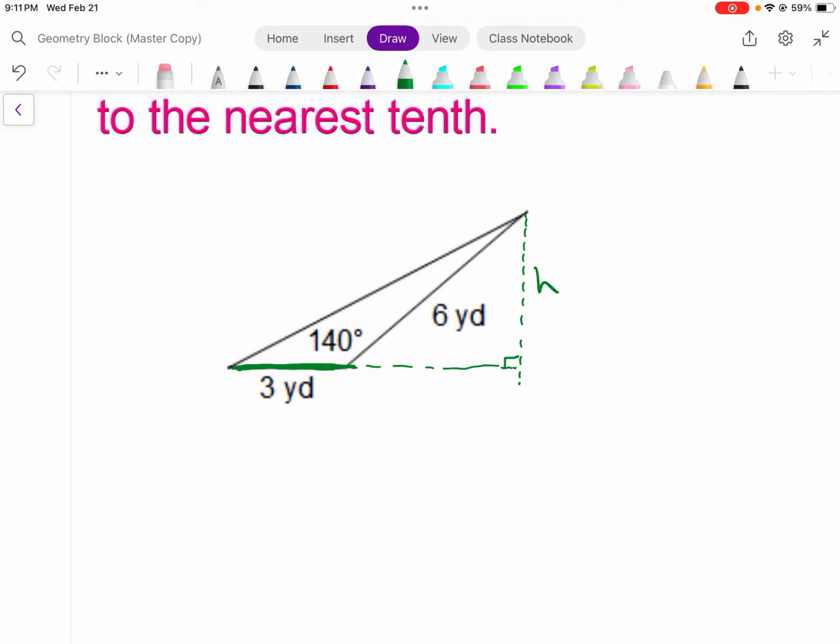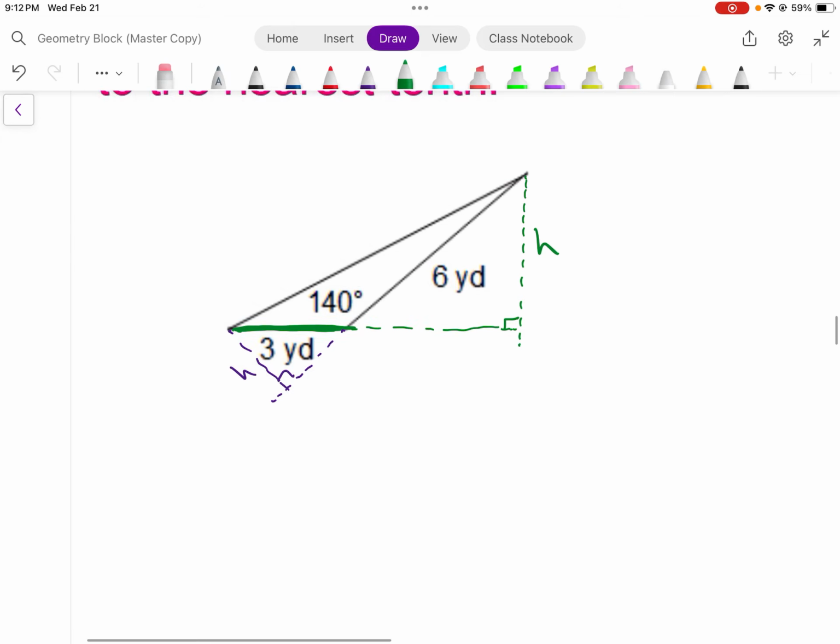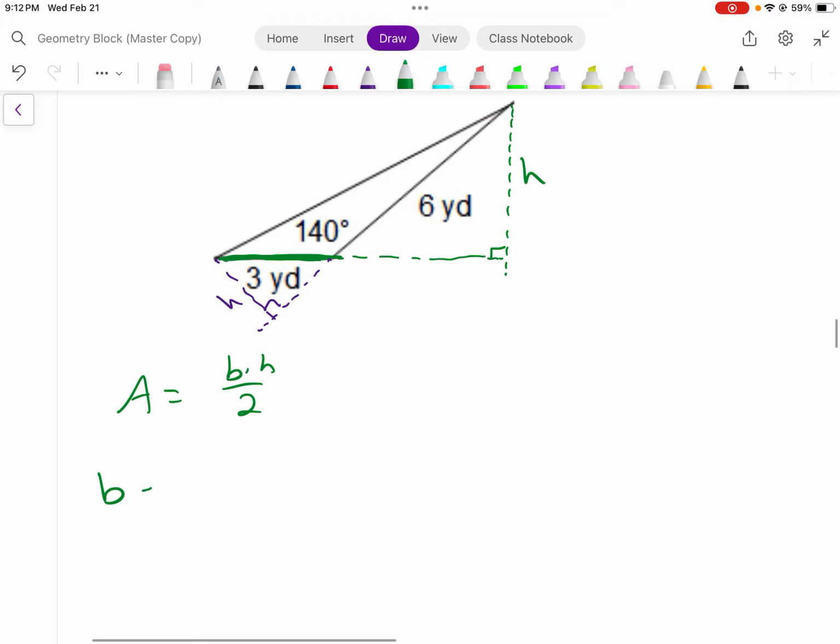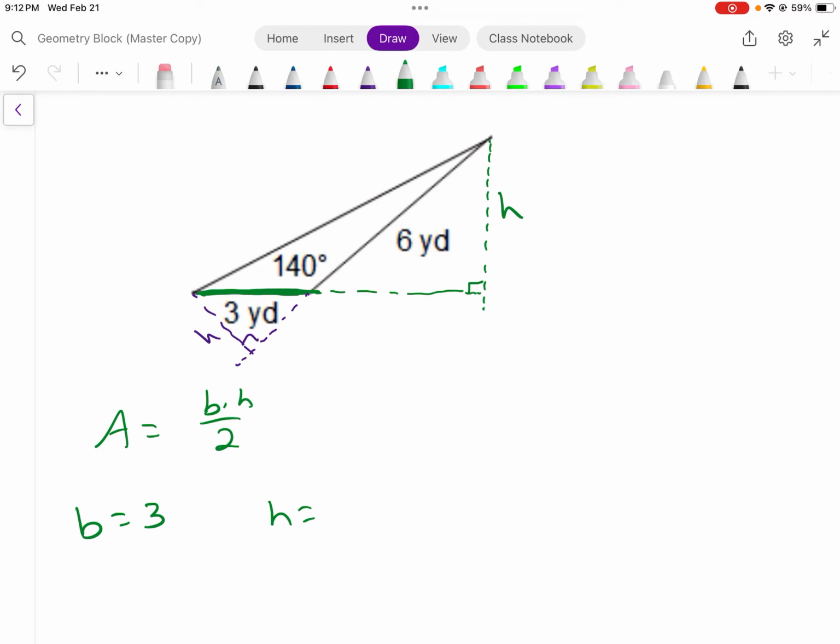If I'm going to use the 6 for my height, I've got to find that. So you get to choose what you want to use as your base, but your height is the perpendicular distance. Now I like to use the green that I have there. And again, base times height divided by 2, where my base is 3, my height, I do not know. I have to solve for that height.